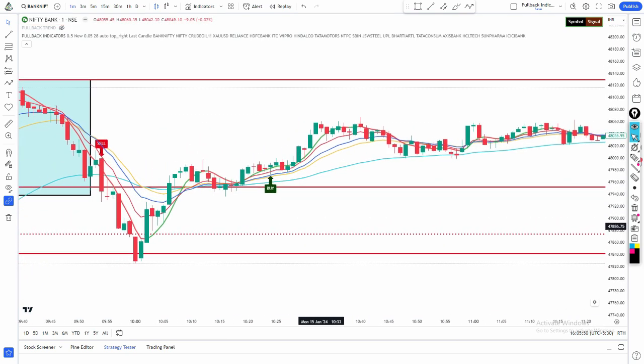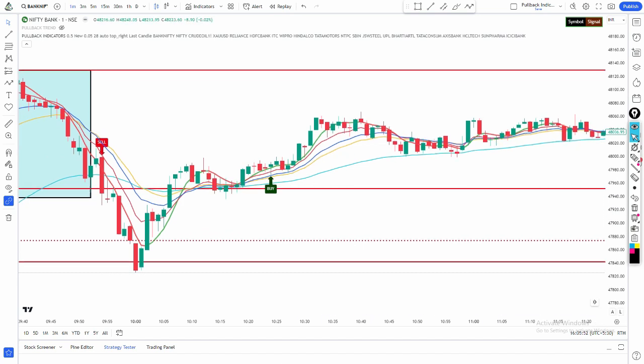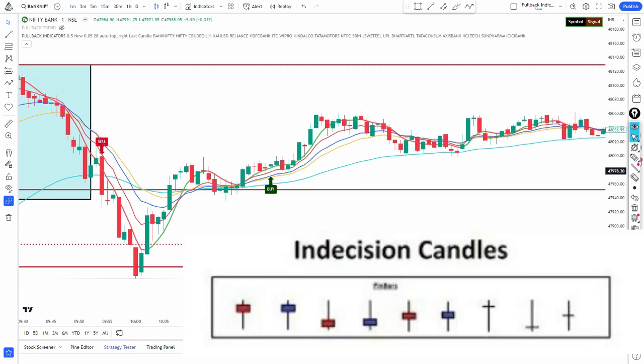If we get buy or sell signals on indecision candles like this or like this type of candles, then we'll ignore the trade. Or when the VIX is very big like this. So these are the examples of indecision candle, and the buy signal has to be on a green candle and the sell signal has to be on a red candle.